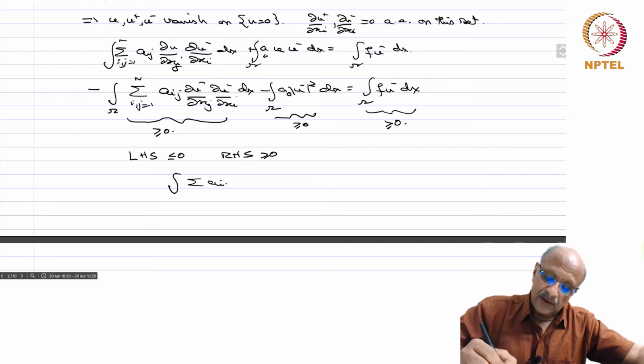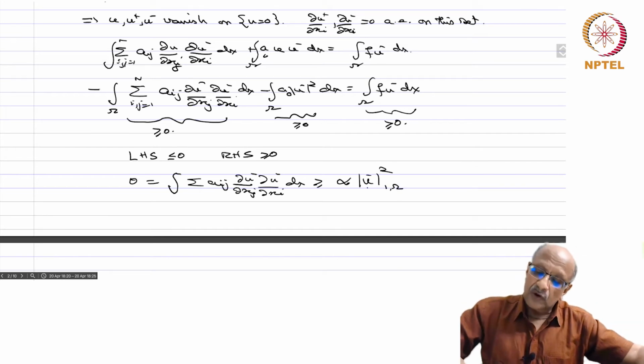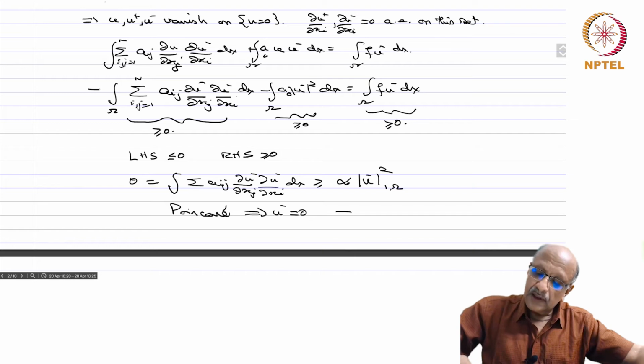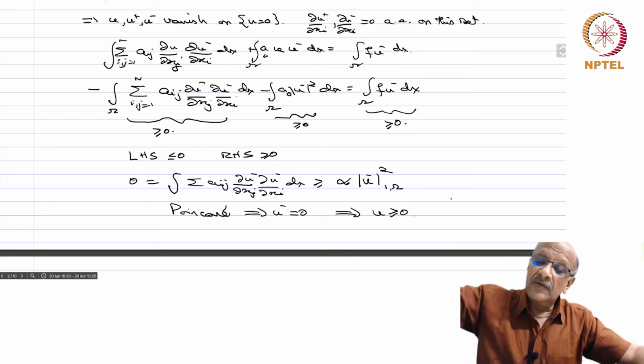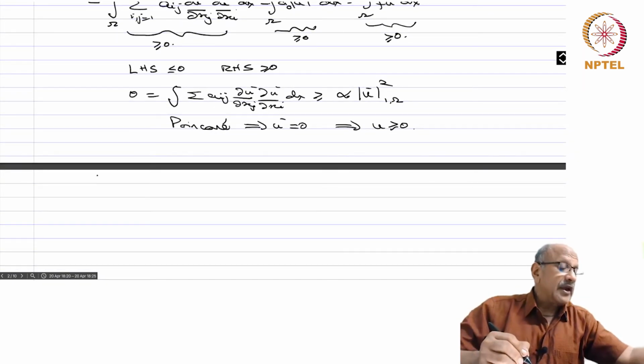the integral of sigma aij d(u minus)/dxj d(u minus)/dxi dx is 0, and that is greater or equal to some alpha times the norm of u minus squared over omega. Then Poincaré implies that u minus is equal to 0, and therefore this implies that u is greater or equal to 0. So, this is the very simple proof based on this sign argument here. Okay, so we get the first thing.